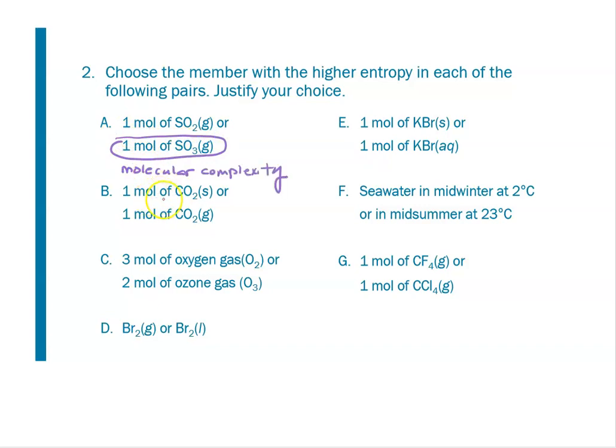Then we can look here. We have a mole of carbon dioxide solid or a mole of carbon dioxide gas. This is states of matter, so gases are higher than solids. Here we have 3 moles of oxygen gas, which is O2, and 2 moles of ozone gas, which is O3. We didn't really talk about this, but O3 is more molecularly complex, but you have more of the O2. So whatever you have more of is going to trump the complexity. Since you have more moles of this, there's more there, so it's going to be a greater entropy. All right, I'm going to let you do these last 4 on your own to make sure that we understand what we are doing.